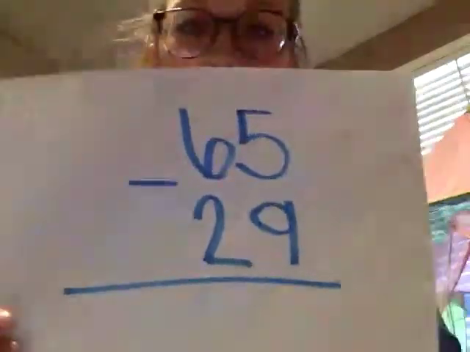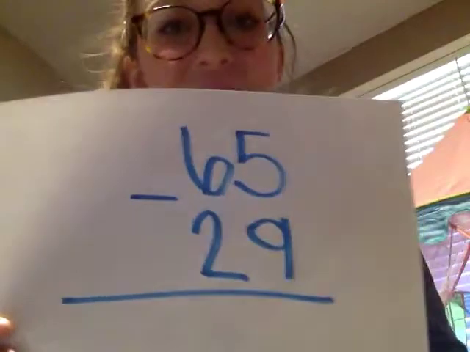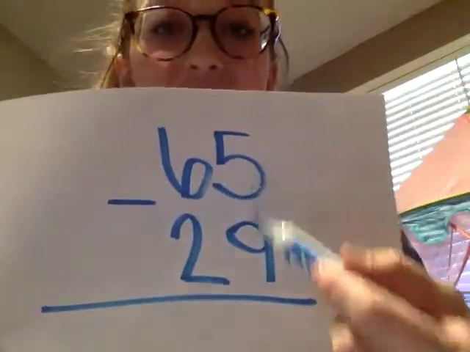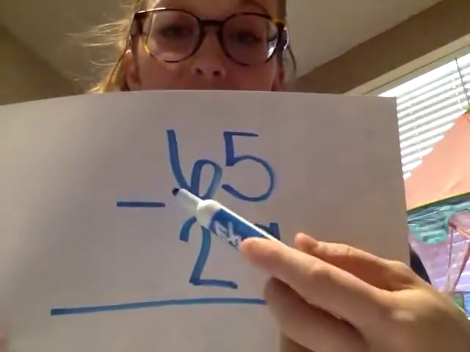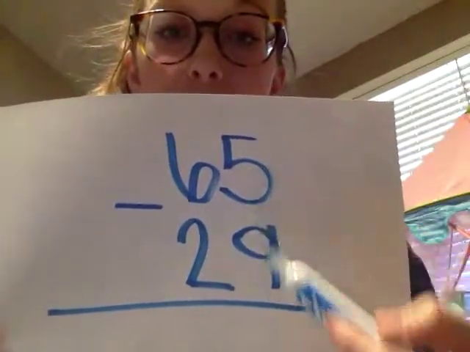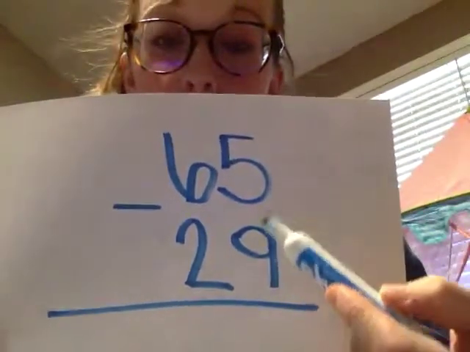We keep moving on. So we just subtracted a number that we did not have to regroup. We always know about regrouping or borrowing. What if we had a number that we had to borrow? Would it still be the same way? Yes. First, you would start in the smallest place value. Since this is 65 minus 29, my smallest place value is my ones place.